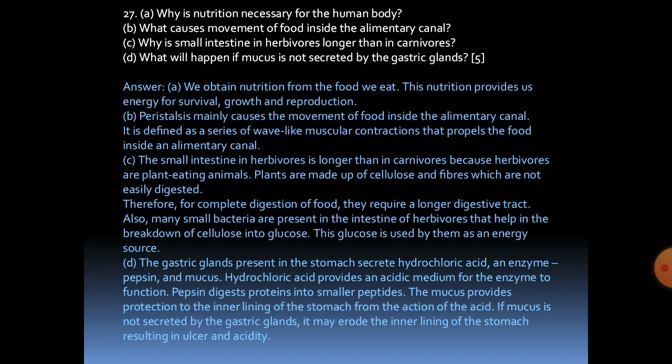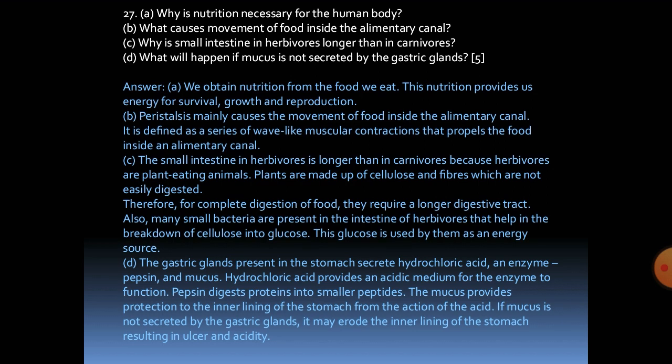Next question is: why is nutrition necessary for the human body? We require nutrition for survival, growth, and reproduction. You can also give a detailed account of these things. Next question is: what causes movement of food inside the alimentary canal? So the answer will be peristaltic movement, which is the rhythmic contraction and relaxation of muscles in our gut.